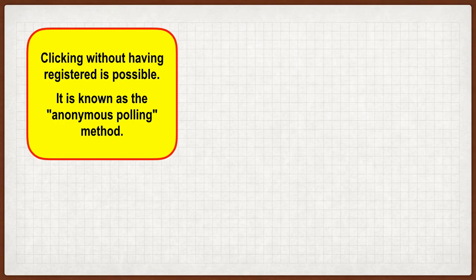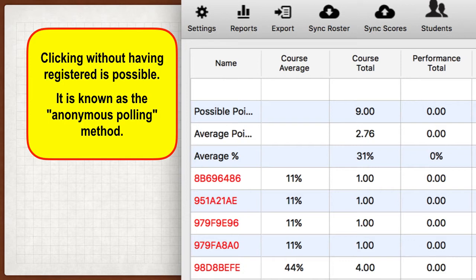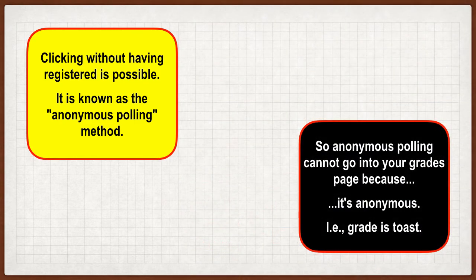But you need names, because this is what it looks like. This is my grade book. And right here, look at that. That number in red, that's a serial number. 979F9E96. That student's clicking, but I have no idea who it is. And all the other red numbers you see, and there's a whole bunch below that, it's just a little screen grab. And that is a problem, because if I don't know your name, I don't know to give you any points for class participation. So anonymous polling does not cut it. Your grade is going to be toast. And you don't want that. You want to crush everything in your path. Okay, so you want to make sure that you get squared away with the registration ASAP.